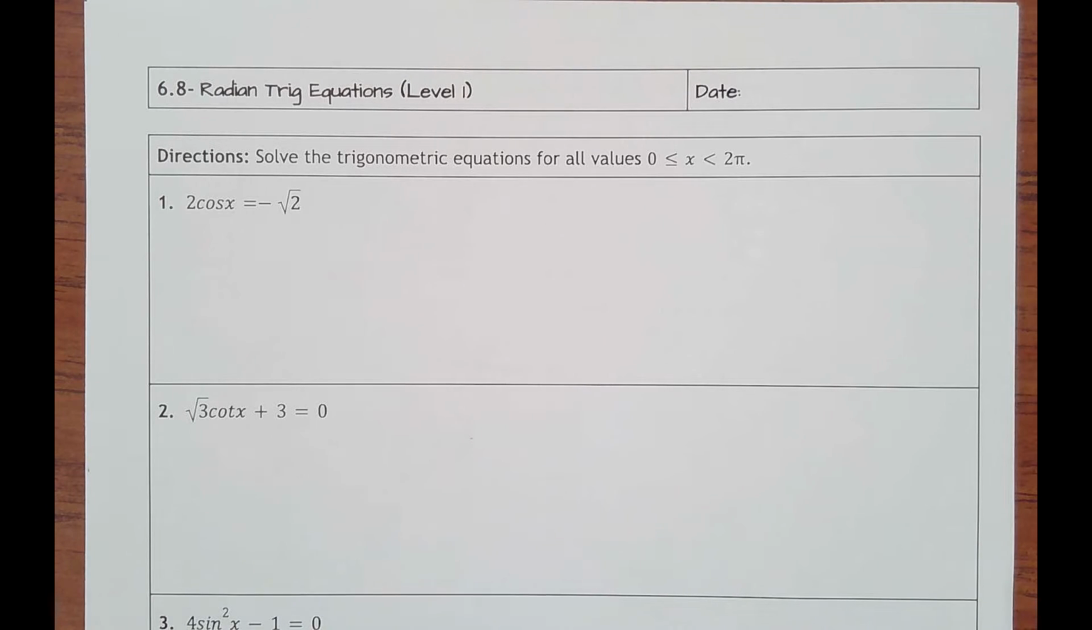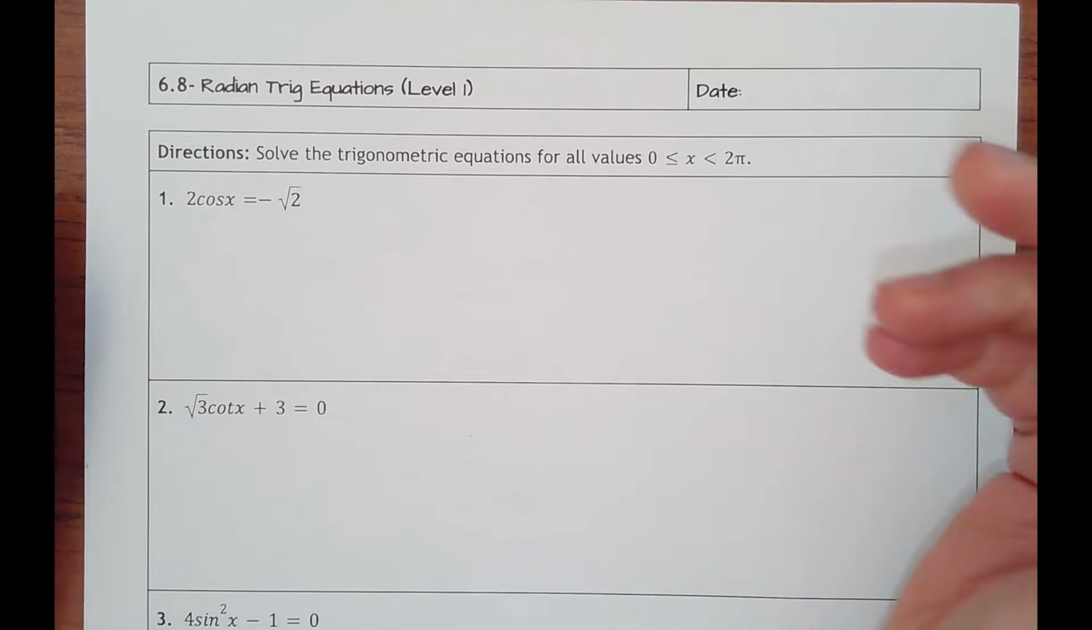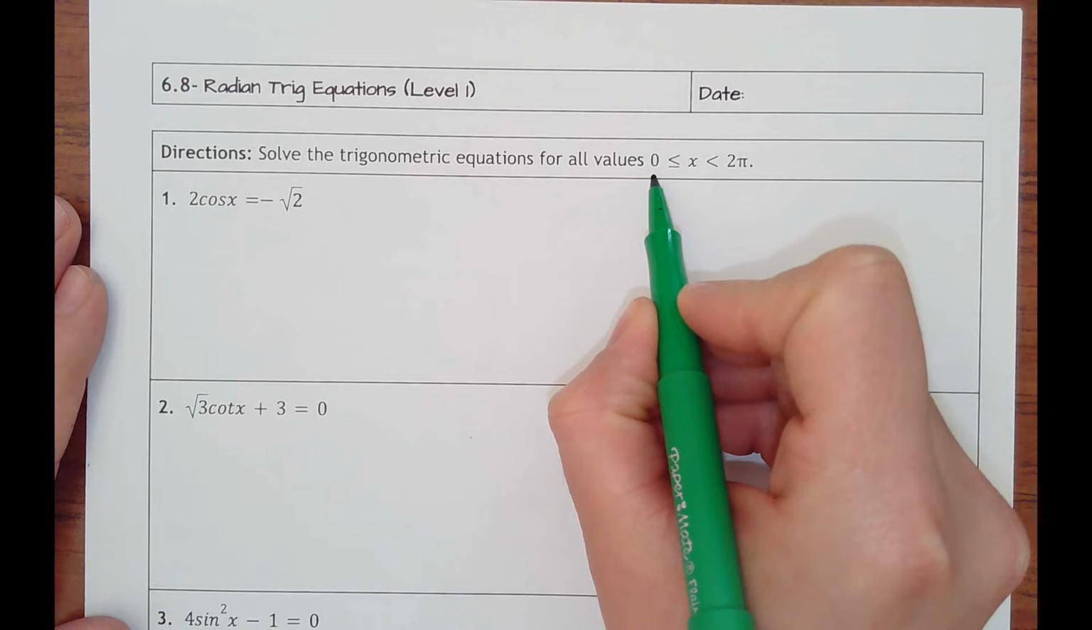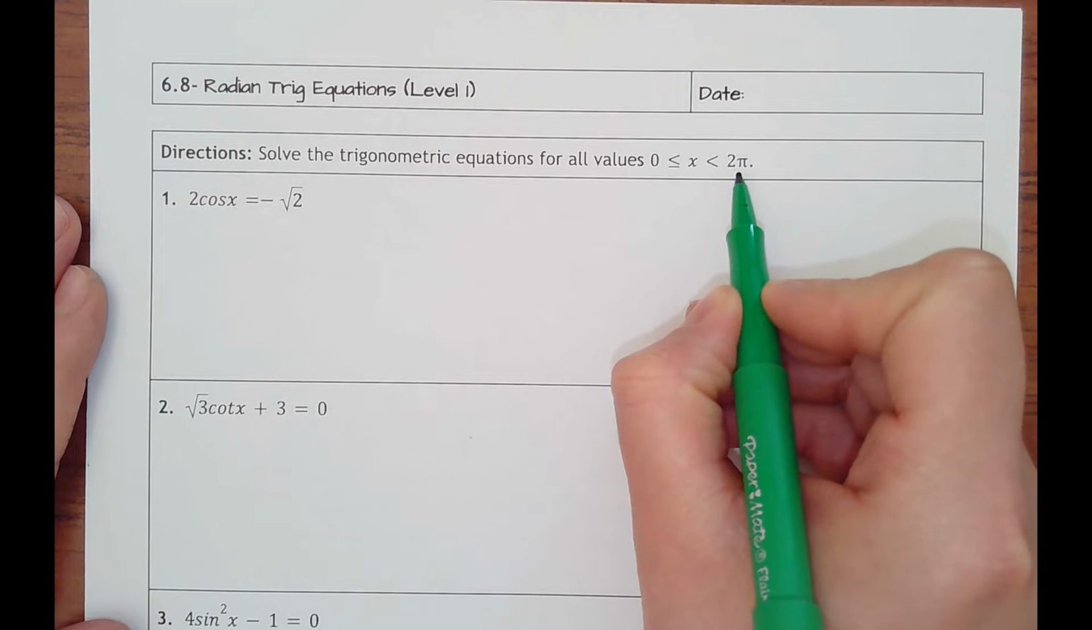Lesson 6.8, Radian trig equations level 1. So basically what this is doing is the same thing we did at the beginning of this unit, but instead of figuring out what angles in degrees, we're going to figure out the angles in terms of radians. So it could be 0, but it cannot equal 2 pi.